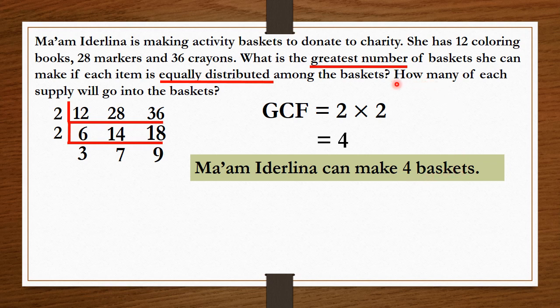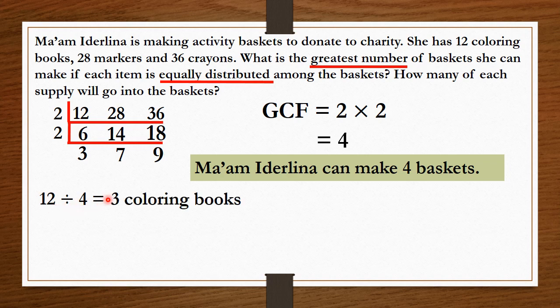So, paano naman natin makukuha yung answer sa question na how many of each supply will go into the baskets? Ang given natin kanina ay 12 coloring books, 28 markers, and 36 crayons. Ang gagawin natin, i-divide natin yung 12 sa 4, sa ating greatest number of baskets, 28 divided by 4, and also 36 divided by 4. So, let us divide 12 divided by 4. This is for the coloring book.